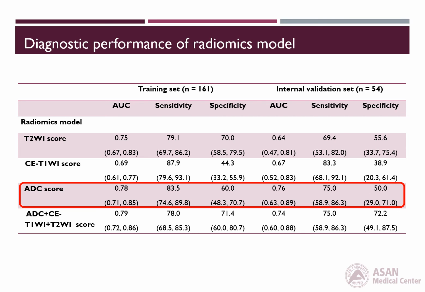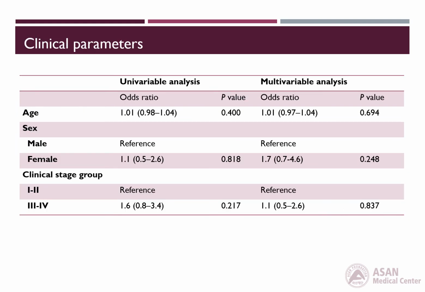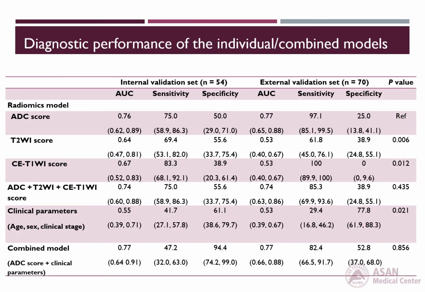The ADC radiomics model showed higher diagnostic performance than that of T2 weighted image or contrast-enhanced T1 weighted image, both in the training and internal validation set. In terms of clinical parameters, none of the parameters were shown to be significant on the univariable and multivariable analysis. In the external validation set, the performance of the ADC radiomics model was also higher than that of T2 weighted image and contrast-enhanced T1 weighted image, and also higher than that of clinical parameters.